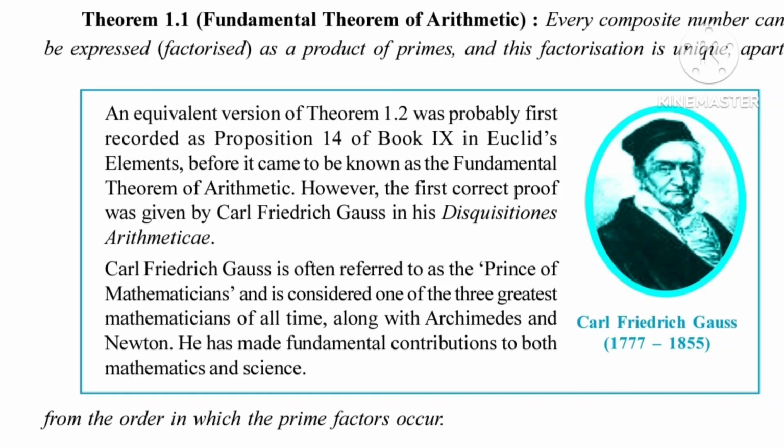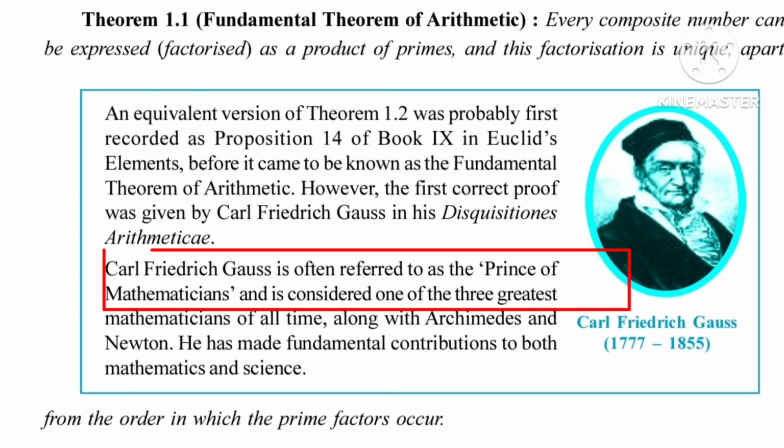Okay, so the fundamental theorem of arithmetic is mentioned in Euclid's book. However, the first correct proof was given by Carl Friedrich Gauss in his Disquisitiones Arithmeticae. And here is the most important point: Carl Friedrich Gauss is often referred to as the Prince of Mathematicians.